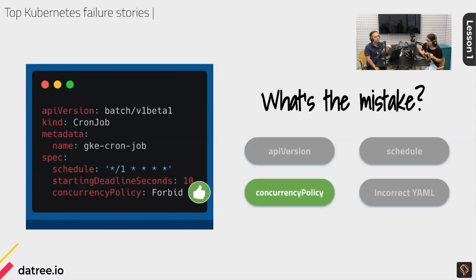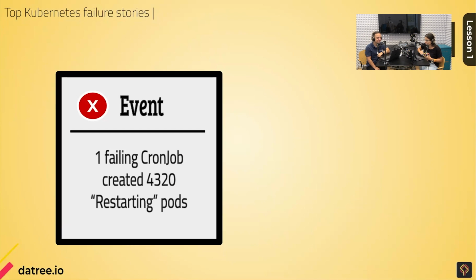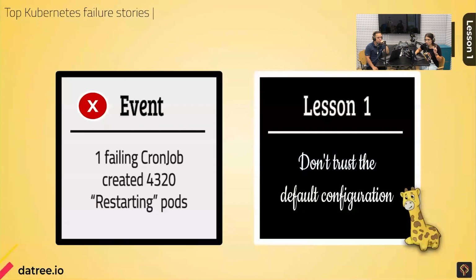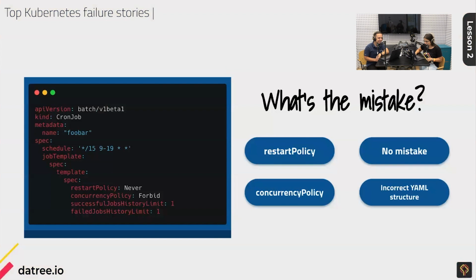Oh, I guess because if I read it correctly, it will spawn a pod every 1 minute, and then it will just spawn more and more pods. Yes, you are very, very correct. This is what happened to Target. They had one failing cron job that created thousands of pods that were constantly restarting. Not only did it take their cluster down, but it also cost them a lot of money. The lesson we learn here is to never trust the default configuration. Never. But let's move forward to the next one.